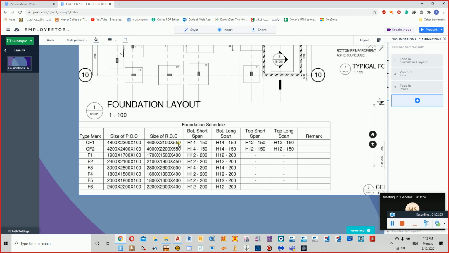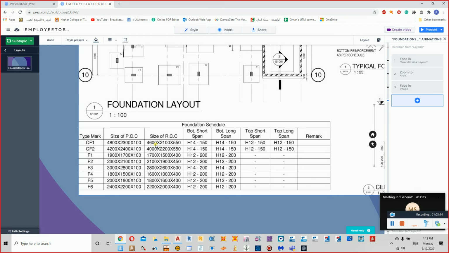550 mm is the depth. So we have length, width, and then the depth for CF1. Now if you remember, we talked about the BCC. We said for the BCC we need to increase 100 mm from each side.